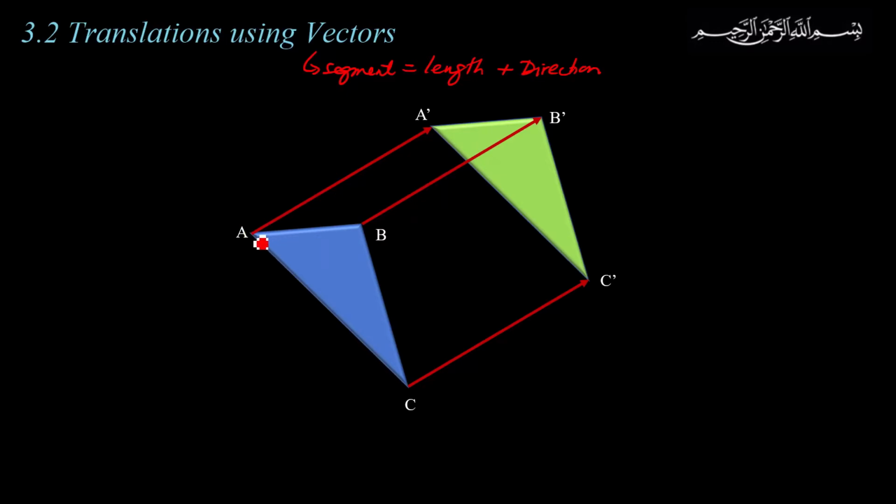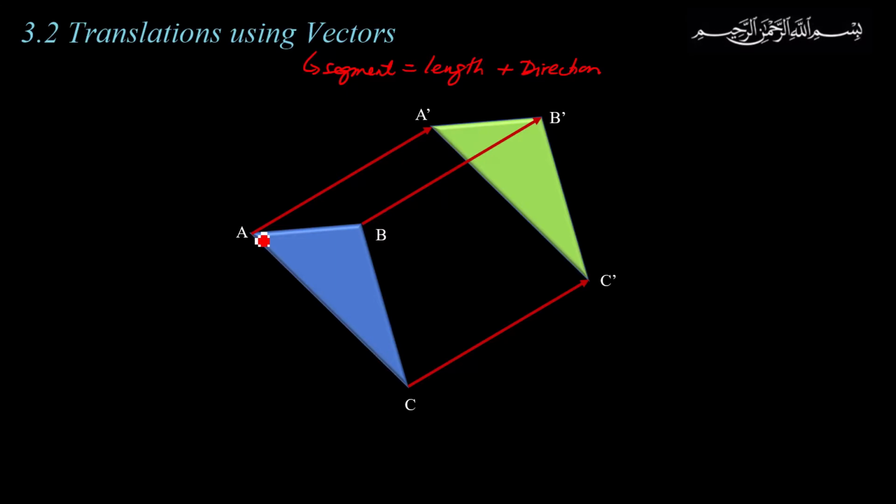And in this case, the same vector is used to move every single point, guaranteeing that the whole object gets moved the same length and in the same direction, so the object's shape and size do not change. Right? If I moved A a certain amount in a direction, but I moved B a little farther or a little closer, the triangle is not going to look the same. So vectors are very useful in translation because they allow you to move an object in the same direction, the same length, without changing its shape.